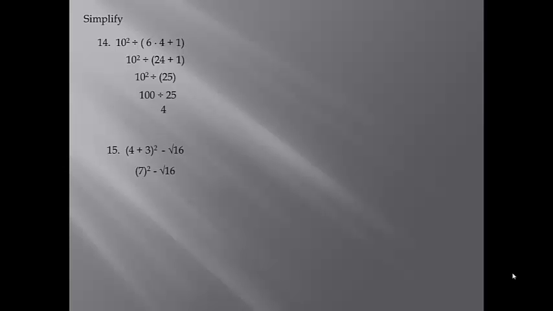Now I'm going to square the 7, and that means 7 times 7, so I get 49 minus the square root of 16. Now I'll take the square root of 16, which is 4, because 4 times 4 is 16, so I have 49 minus 4, and my final answer is 5.